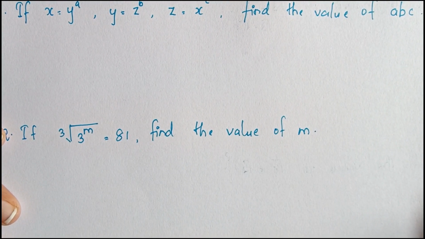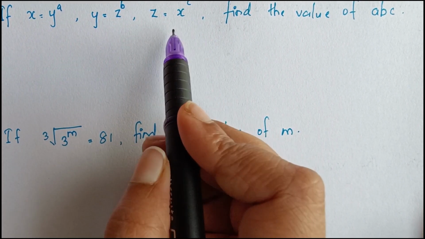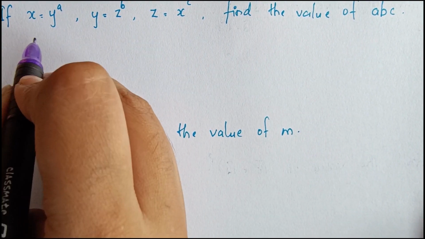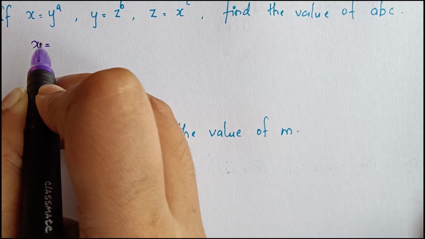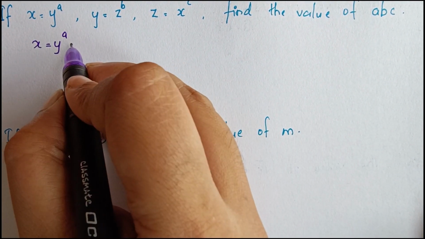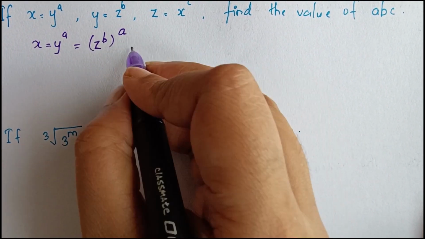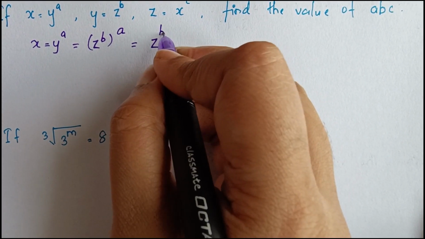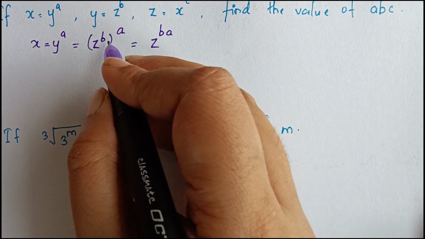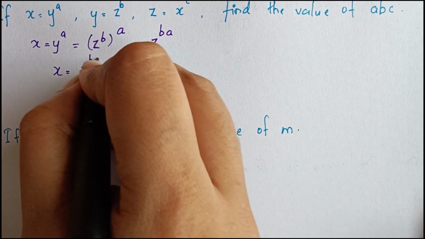Next question. If x is equal to y raised to a, y is equal to z raised to b, and z is equal to x raised to c, find the value of a into b into c. Here it is given x is equal to y raised to a. So what is y here? Y is given as z raised to b. So y raised to a is z raised to b, the whole raised to a, so it is z raised to ba. That is, a raised to m, the whole raised to n is a raised to m into n. So we got x is equal to z raised to b into a.